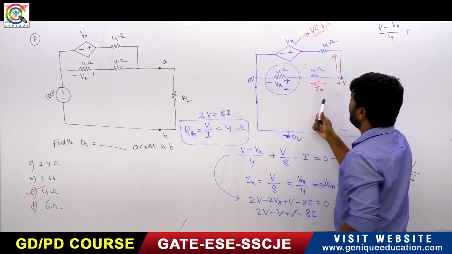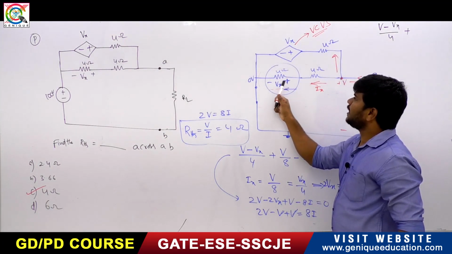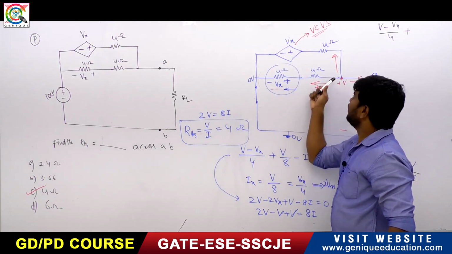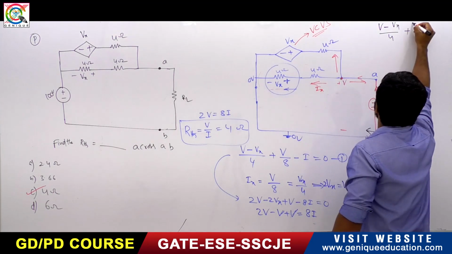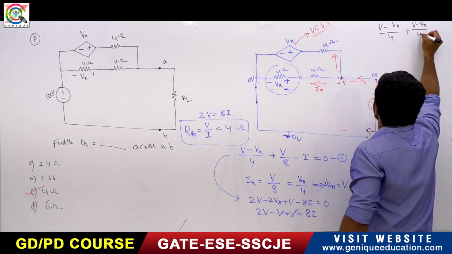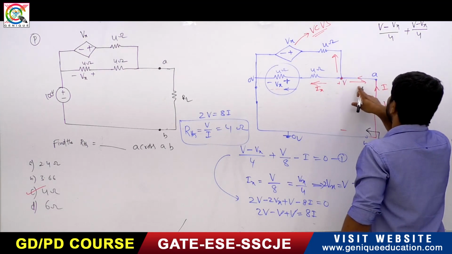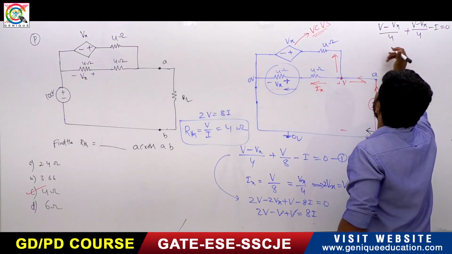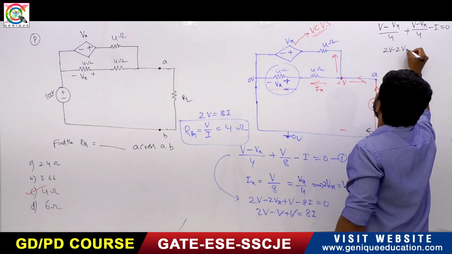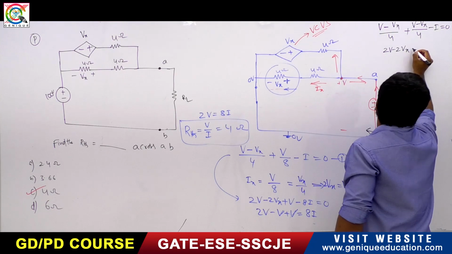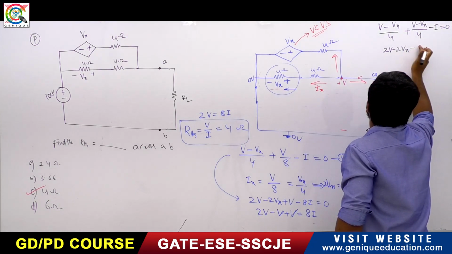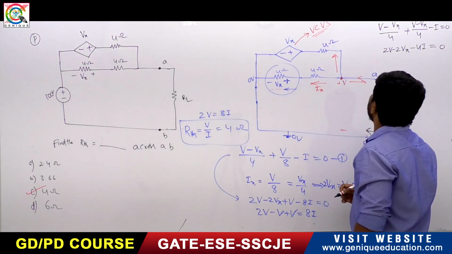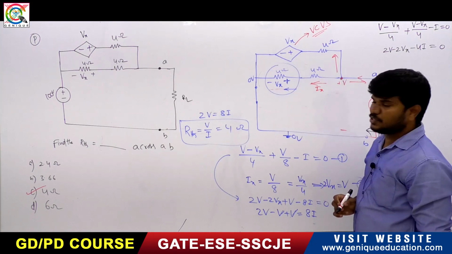This is one current. Already, what is the voltage here? The voltage here is Vx. So I can write V minus Vx divided by 4. This is one current, plus V minus Vx divided by 4, this is one current. Now what is this current? This current is minus I is equal to 0. So here 2V minus 2Vx minus 4I is equal to 0.